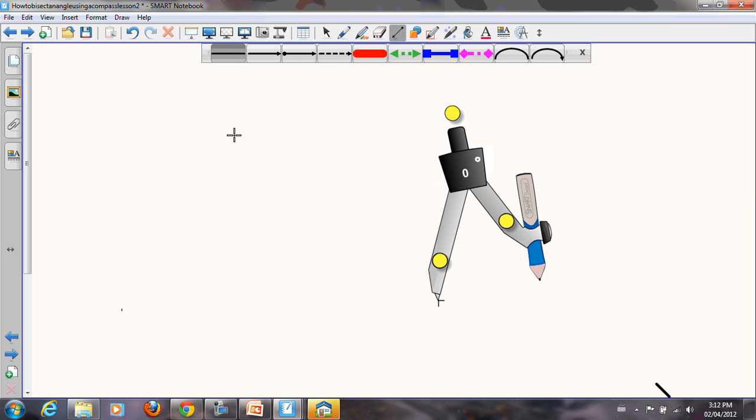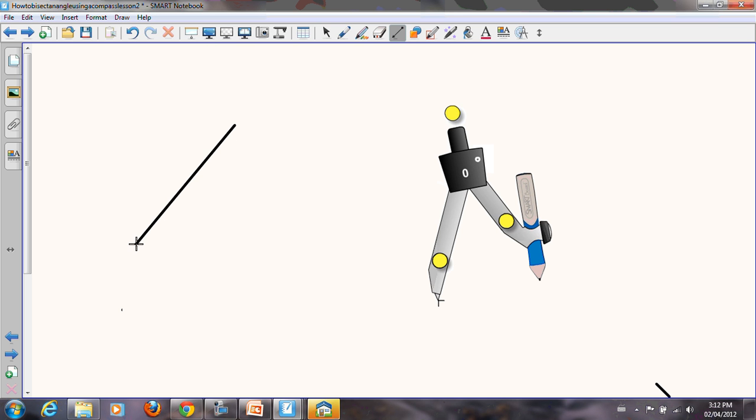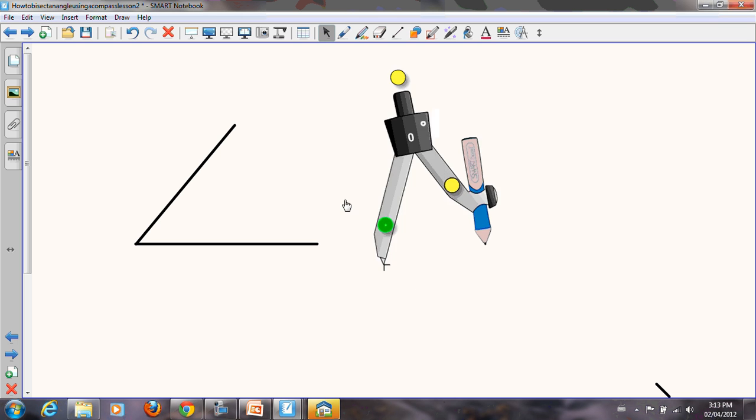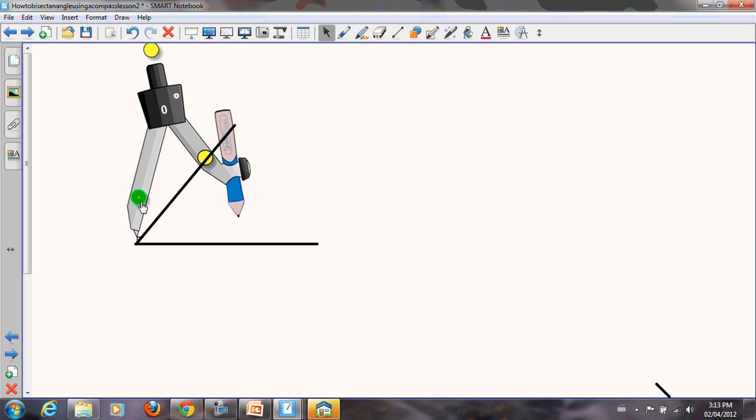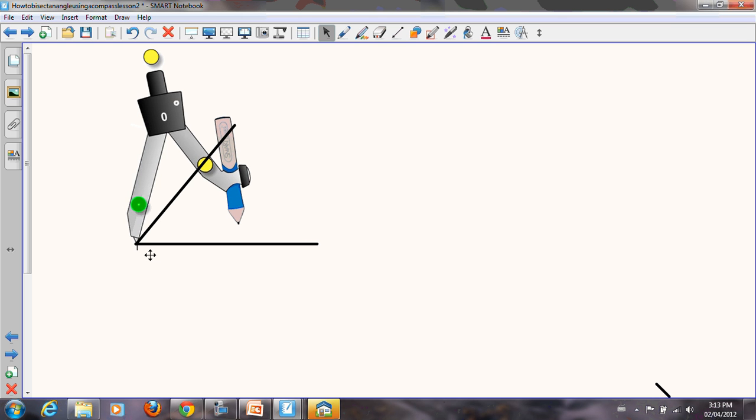Let's make one angle that's right here like this. There we go. So we've got an angle drawn right here. First thing I'm going to do is take my compass and put the pointy part right on the corner of my angle. So I dug it into the paper right there on the corner.